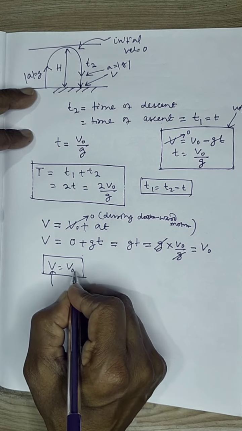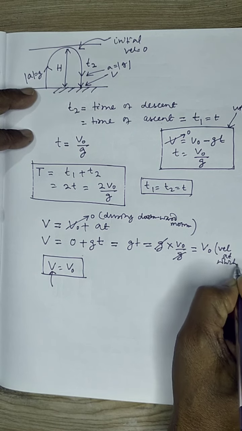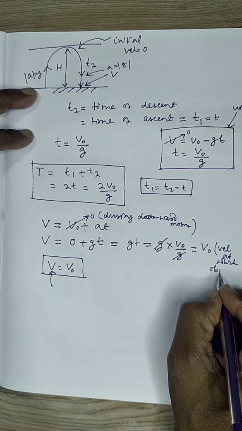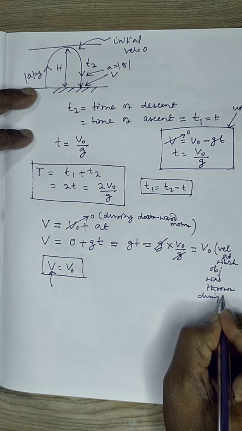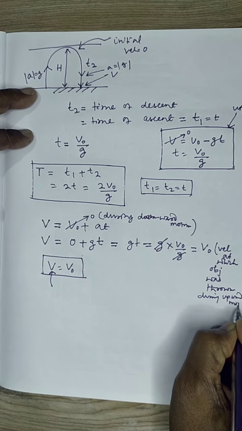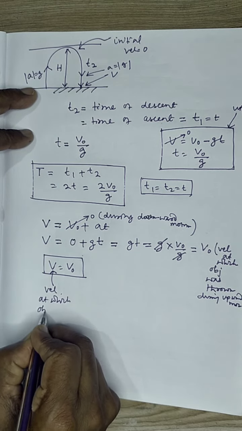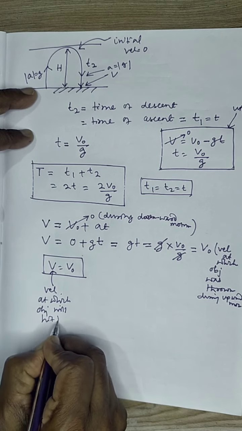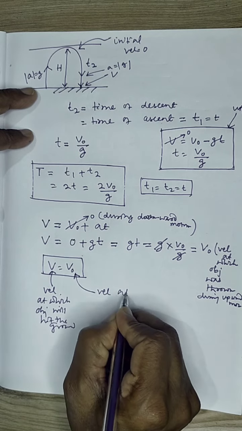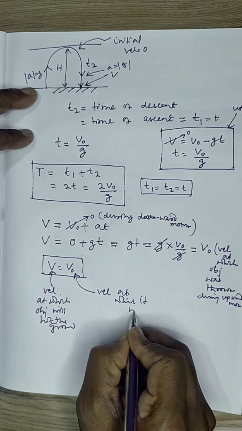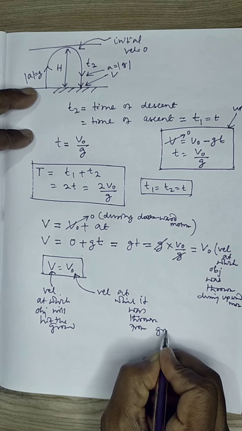That is this v0, the velocity at which the object was thrown during upward motion. It implies the velocity at which the object will hit the ground will be the same as the velocity at which it was thrown from the ground.